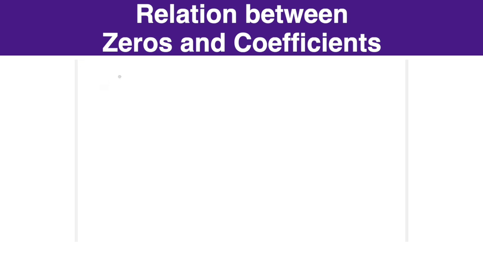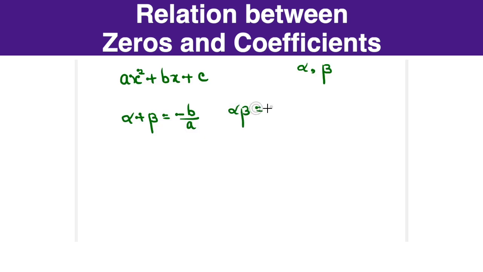So we know that a general form of a quadratic polynomial is ax squared plus bx plus c. We also know the quadratic polynomial has exactly two zeros. So I'm going to name the zeros as alpha and beta. Now, the relation between alpha, beta and a, b and c is: alpha plus beta is equal to minus b by a, and alpha beta is equal to c by a. So the sum of the zeros is going to be minus b by a and the product of the zeros is going to be c by a.